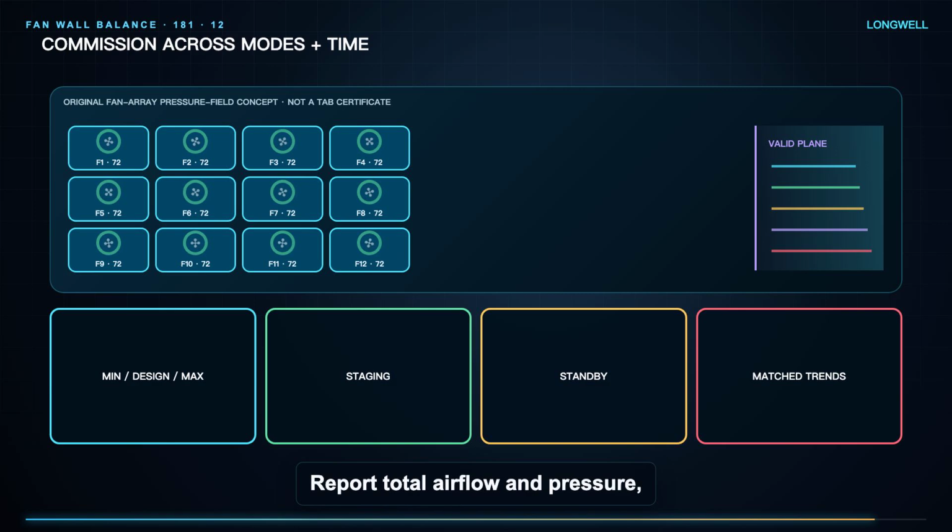Report total airflow and pressure, spatial uniformity, module status, speed, power, temperature, vibration, sound, trend stability, and measurement uncertainty. Good fan wall balancing is verified system behavior over time, not one perfect screenshot.